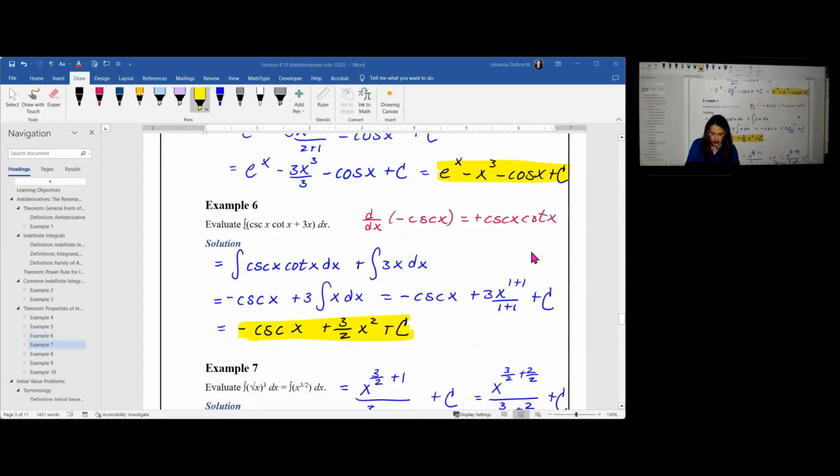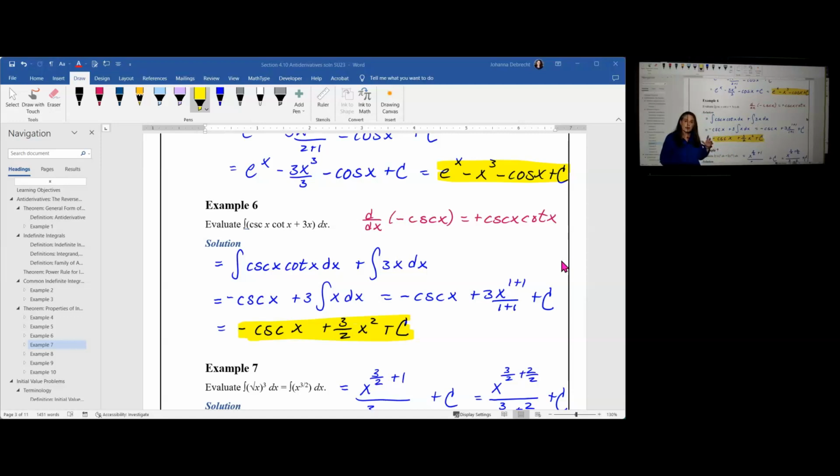In example 6, I have the indefinite integral of cosecant x cotangent x plus 3x dx. Cosecant x cotangent x plus 3x, then dx. I can split this at the addition sign because it's out in the open in the integrand. Now, I cannot split between the cosecant and cotangent because they're multiplied. This gives me the indefinite integral of cosecant cotangent dx plus the indefinite integral of 3x dx.